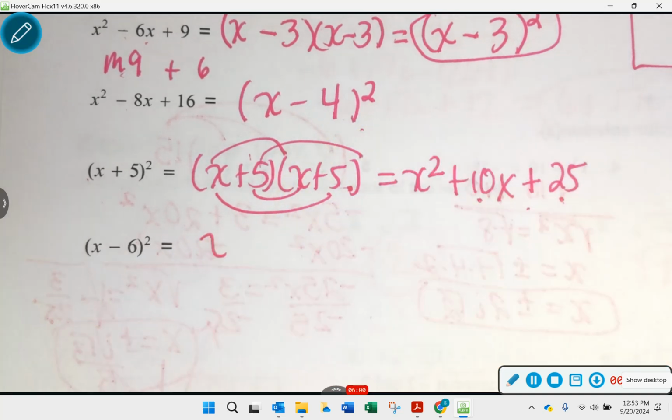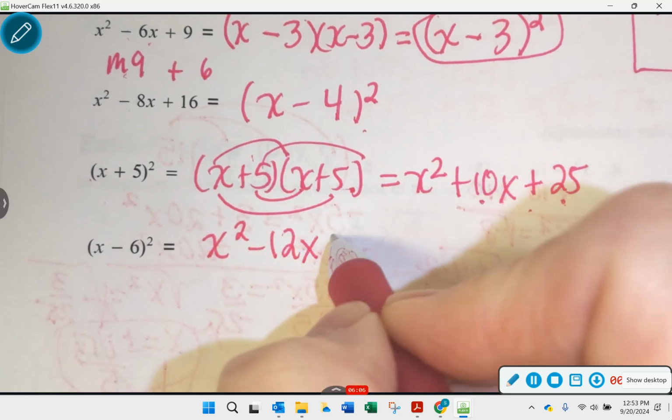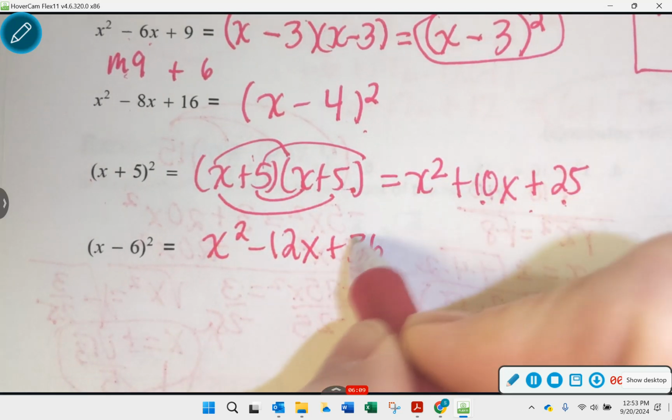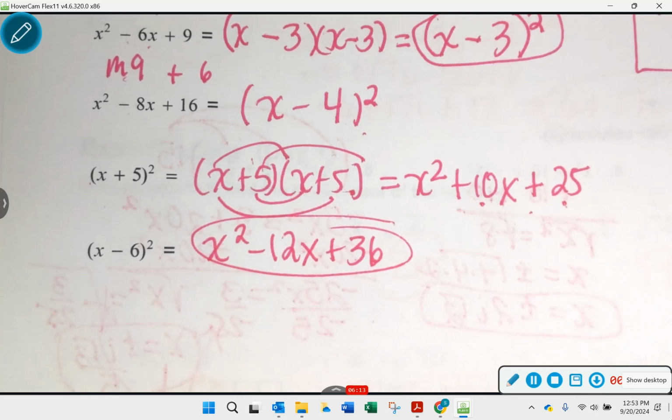Anybody think they can do this one? What do you think, Hayden? X squared minus X squared. Nice. He's right. If you don't believe it, you can write it out and do it. But that's correct. Explain how you knew that.